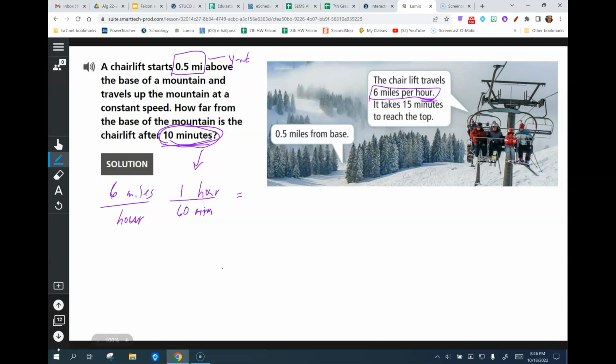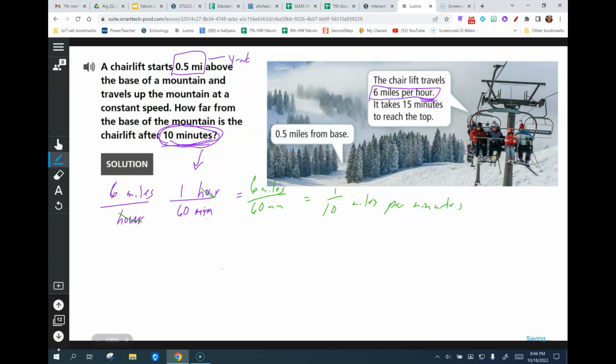I could always flip those depending on what I had. And the reason this works is because I can cancel out my hours, and then I'm going to have miles per minute. And then I just have 6 miles per 60 minutes. And I reduce that down to be 1/10. So it's 1/10 mile per minute.